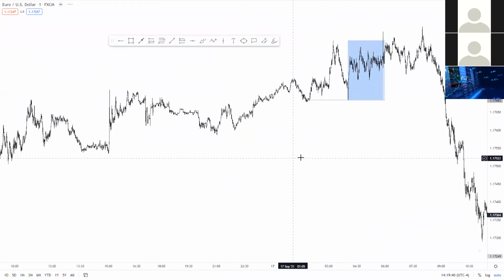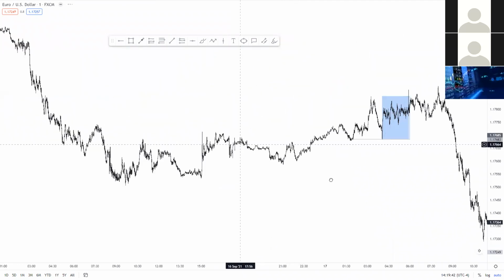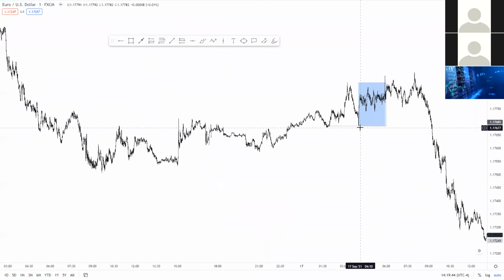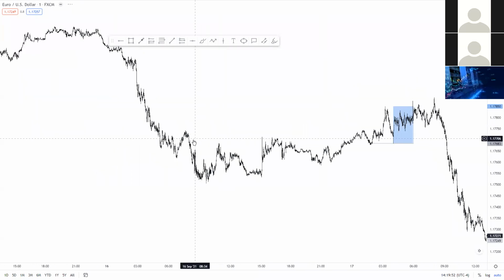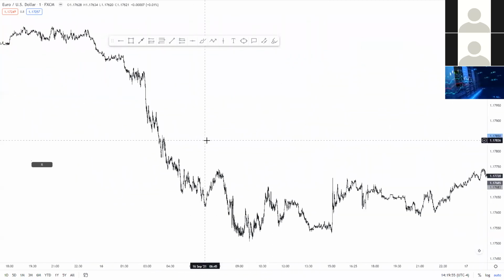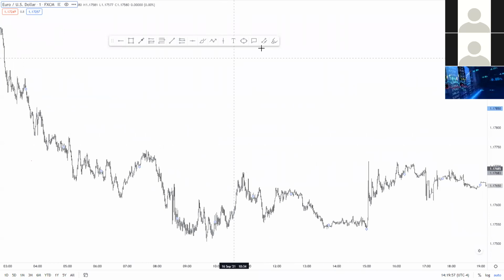Okay, so here's a crazy trade that happened on EUR/USD Friday morning. I did not take this. I'm not going to sit here and say I did it. I was still asleep. I'm not getting up at 3 in the morning. But you guys can see, right?